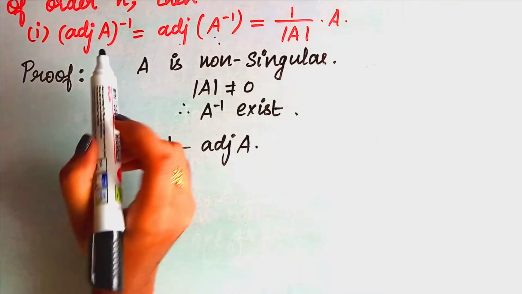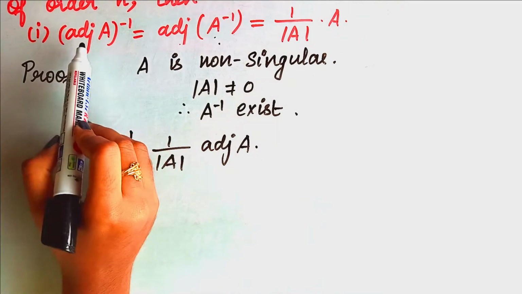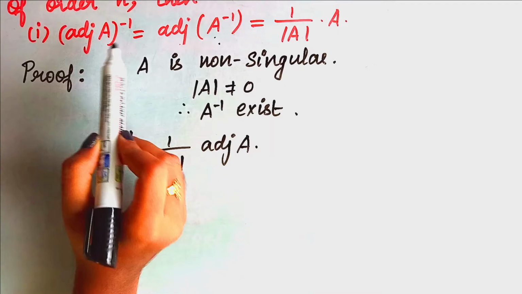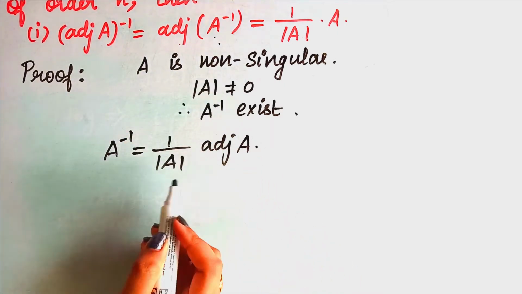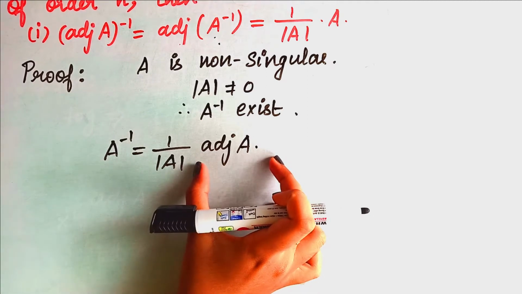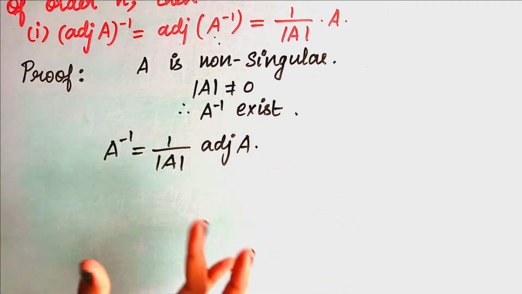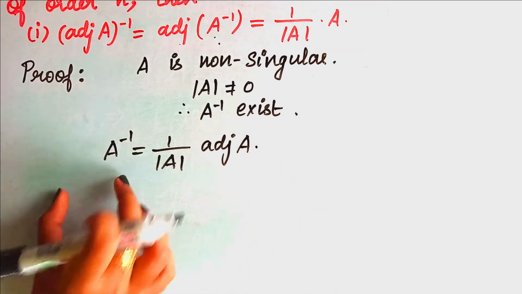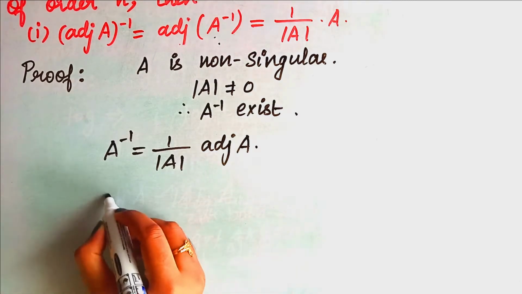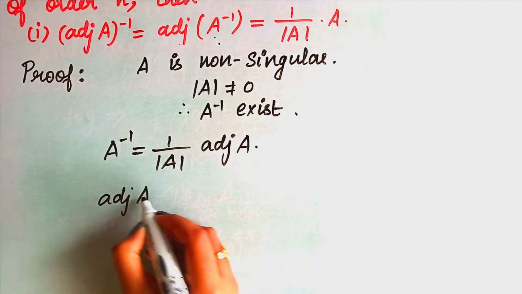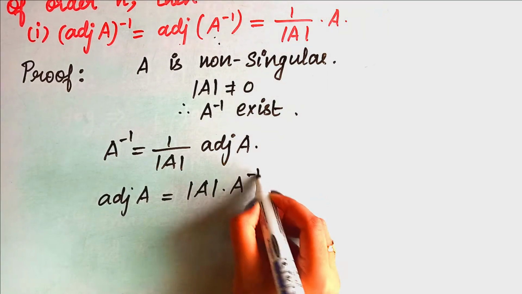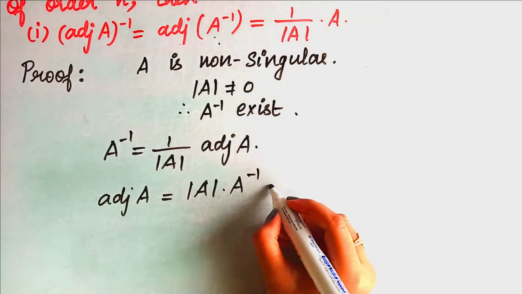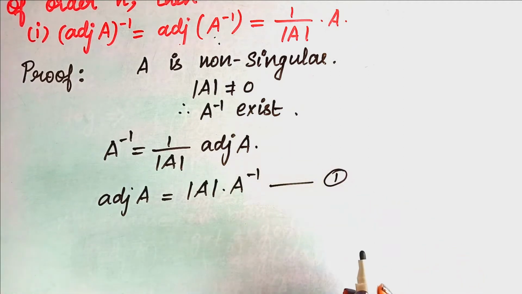Now look at the question which we have to prove. Here there is adjoint A in the left hand side of this equation. So what we are going to do, we are going to keep this adjoint A on the right hand side, and we are going to bring the rest of the terms to the left hand side. So we will get adjoint A is equal to determinant of A into A inverse. So this is what we'll get. Let's take this as equation 1.